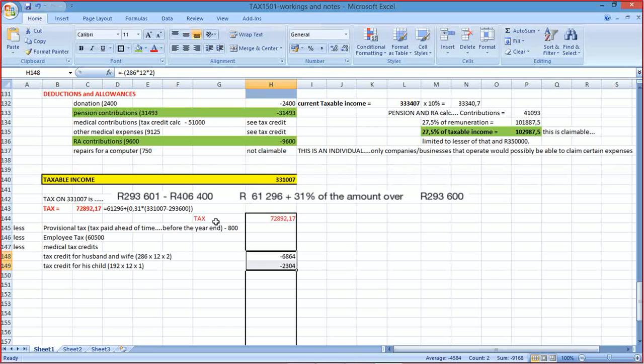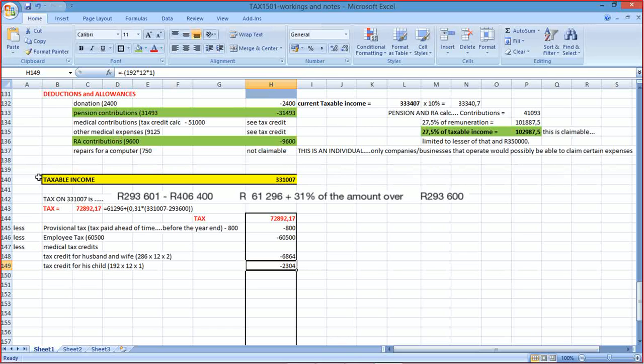Does that make sense? Yeah. Okay, so provisional tax was how much? 800. So we'll have less 800 here. Employee tax minus 60,500 there. And then you'd have your medical tax. Okay, is that alright? Yeah. Okay, let's think about this. What else would we have? We did the tax, we did the donation, we did the medical, we did the pension.